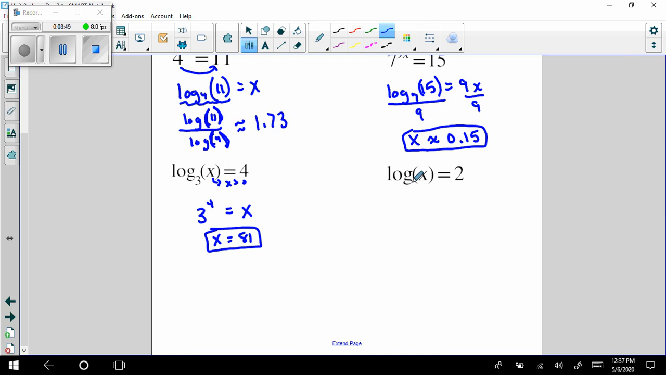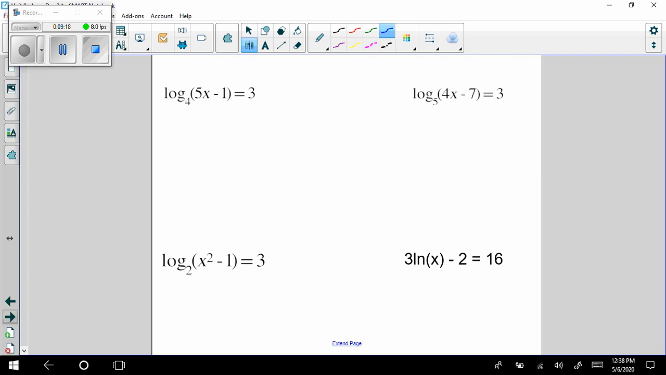For this one, remember this is your common log, so you have log base 10. So the inverse of a log is exponential. So 10 squared equals x, x equals 100. So those were pretty basic. These will get a little bit more complicated as we go on for the rest of today and again tomorrow. Inverse of an exponential is a log. Inverse of a log is exponential.